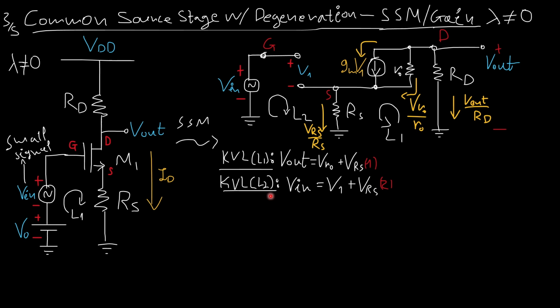Now, if we did a KVL on L2, we would work similarly. We enter a negative terminal, plus Vin, and then we enter a positive terminal, is equal to V1 plus, again, a positive terminal, VRS. The voltage drop from here all the way to here.